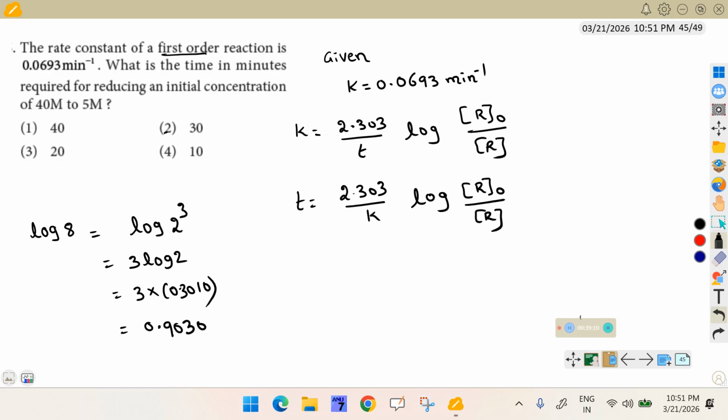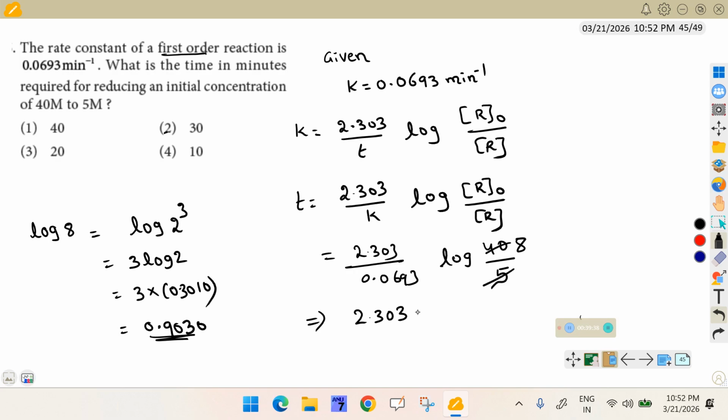The rate constant of a first order reaction is given. Calculate the value of time. Initial and final concentrations are given. Now substitute: 2.303 by 0.0693 log of initial concentration 40, final concentration 5. How many times? 8 times. Log 8 value is 0.9030. 2.303 into 0.9030 by 0.0693, you will get 30.